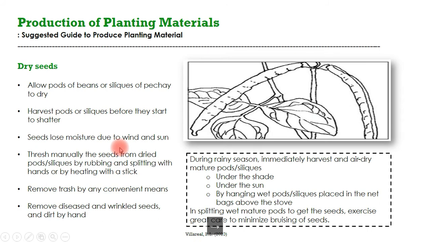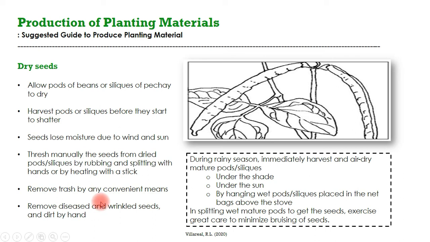For the dry seeds, you should allow pods of beans or siliques of pechay to dry. Harvest pods or siliques before they start to shatter. Seeds lose moisture due to wind and sun. Thresh the seeds manually from dried pods or siliques by rubbing and splitting with hands or by beating with a stick. Then remove trash by any convenient means, and remove diseased and wrinkled seeds and dirt by hand.